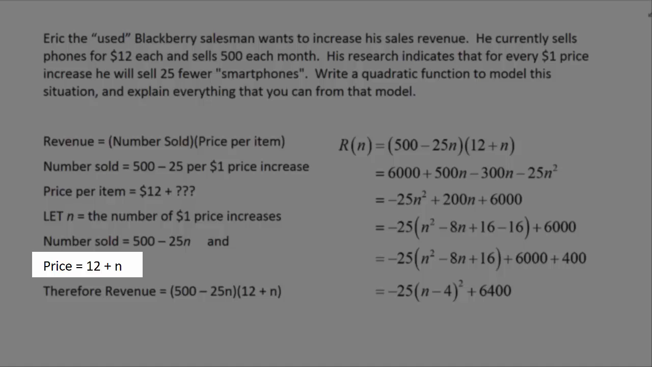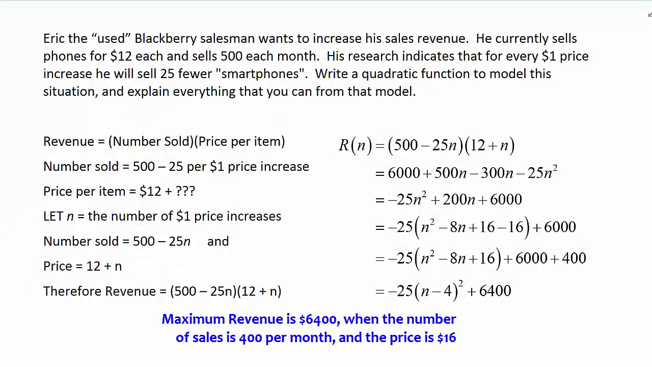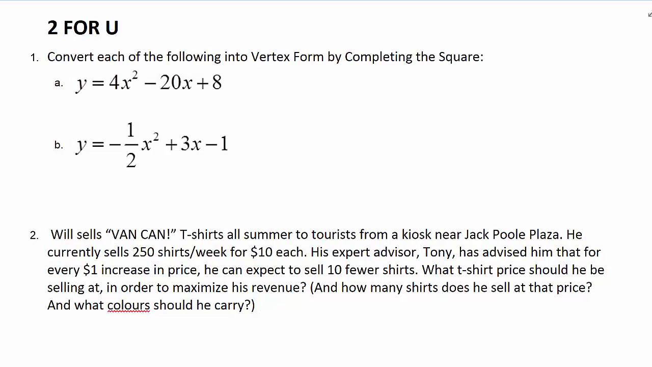How many sales will he make? He's going to be selling 400 phones per month at $16 per phone, making his revenue $6,400. And now here's two for you. First one, convert each of the following into vertex form by completing the square. And the second one, Will is selling Van Can t-shirts to unsuspecting tourists near the Jackpool Plaza. What price should he be selling at in order to maximize his revenue?